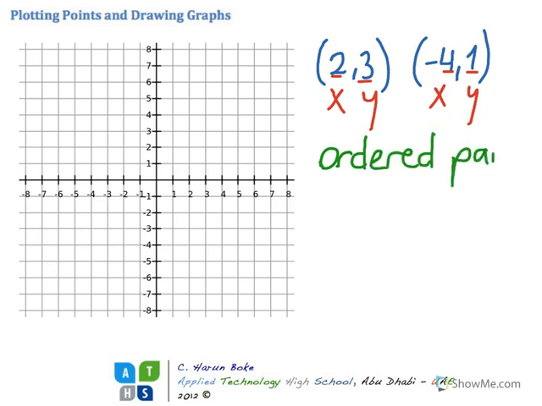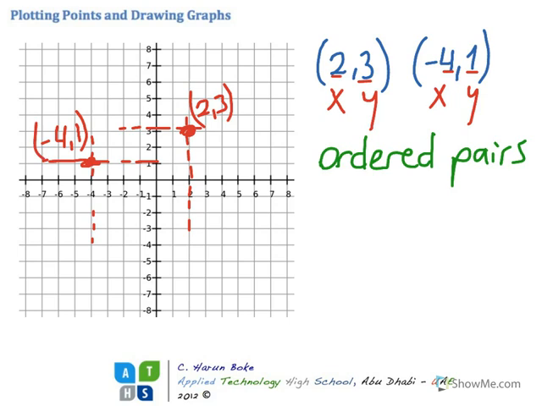Now, let's plot these points. For the first one, we have the x value to be 2 and the y value to be 3. So the intersection is here. So this is the point (2, 3). For the second one, x equals -4 is here, and y equals 1. So the intersection is here. So this is the point (-4, 1).